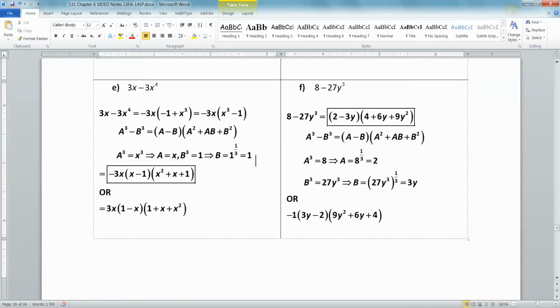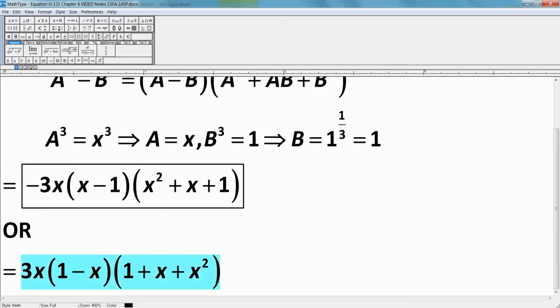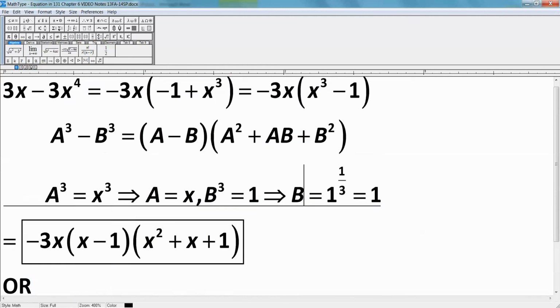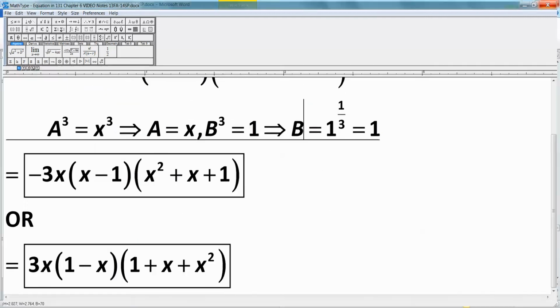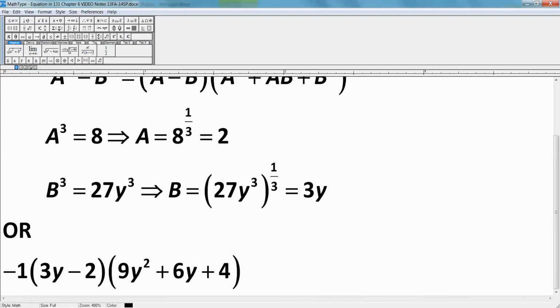And while I'm on the subject, that's also how this other one would have worked. So we came up with negative 3x times x minus 1. If you wouldn't have taken out a negative at the start, then this would have been your answer. Either one is fine, right? Either you take a negative out or don't. You can come up with 2 completely acceptable factored answers, depending on whether you took out a negative at the beginning or not.